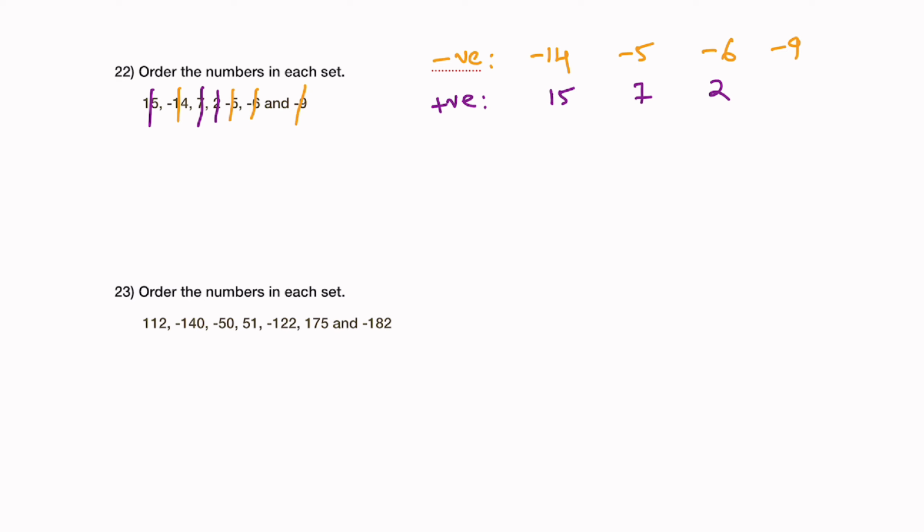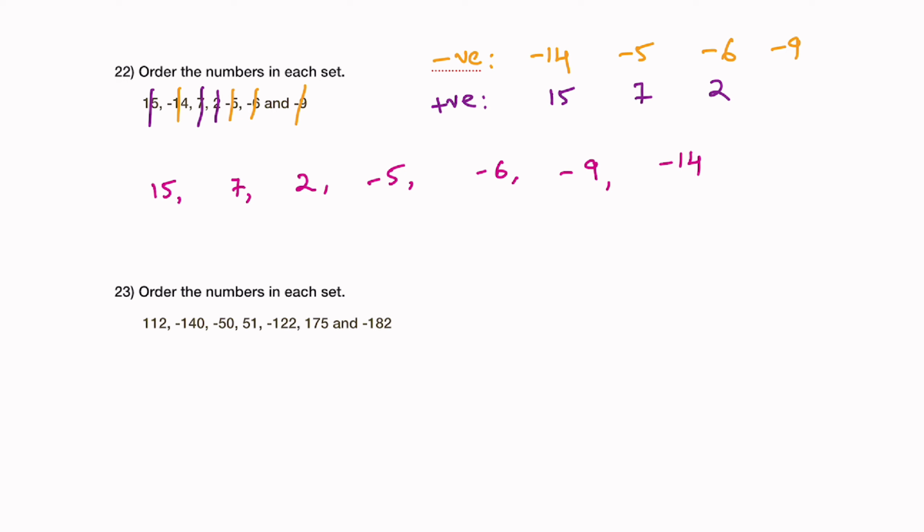So now we order them from largest to smallest. So we say 15, then 7 and 2. So the positive ones are done. And then we have negatives. And for negatives, it works the other way. Larger is smaller, smaller is larger, right? So the smallest here in that sense is 5, but that's the largest. So we have -5, -6, -9, and -14. So this is how I order these numbers.